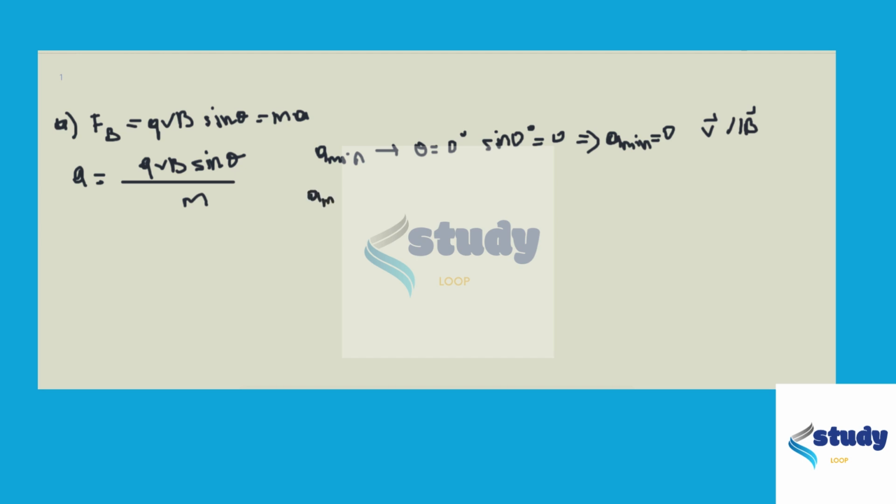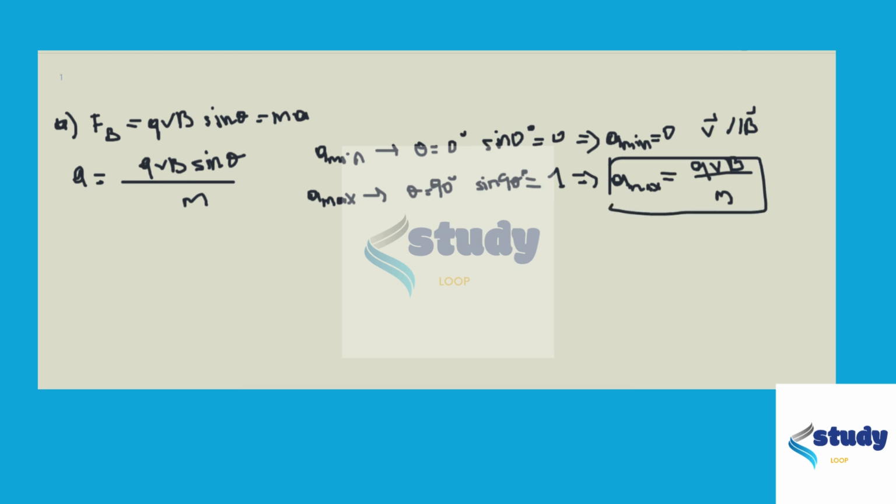Given the same logic, if we want to find the maximum acceleration the particle can have, we're going to look at the sine function where it becomes maximum. If the angle is 90 degrees, then sine 90 gives you 1, which is the maximum value for the sine function. Again, then a max, the maximum acceleration, would become QVB over the mass of the electron.